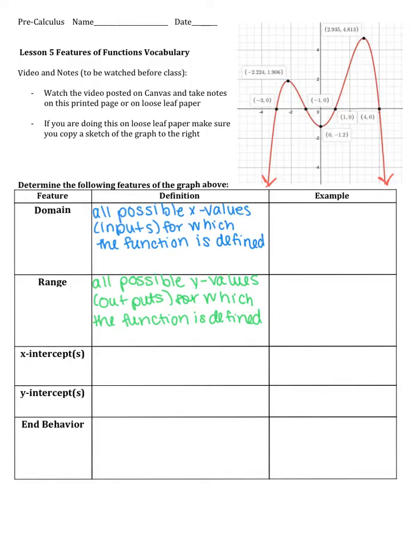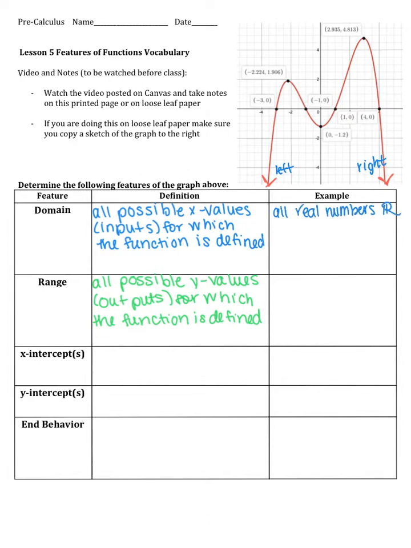As the definition shows you, domain is all possible x values, which means that I want to look at all my possible values for the graph going left to right. If we look at this arrow, we can see that it is pointing left. It's going slightly to the left forever. And if we look at the other arrow, this arrow is pointing to the right, just slightly, but it is pointing to the right forever. So there's no breaks between my left and right arrow. So if we were to say it in just words, we would say that the domain is all real numbers.